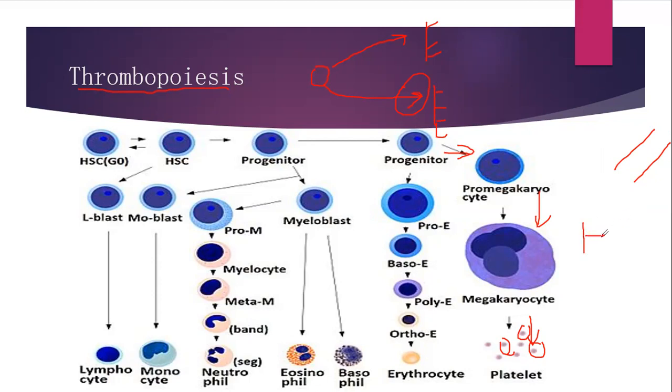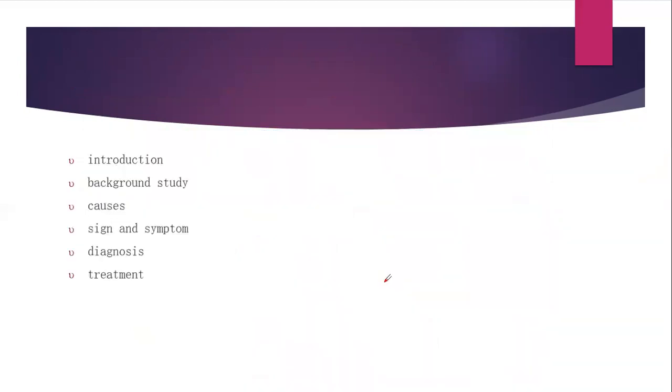So when the platelet amount decreases, that is called thrombocytopenia, and then there is a chance of bleeding. So that will be called a bleeding disorder. So now let's proceed toward the outline of this chapter.